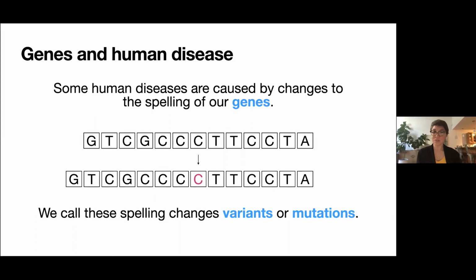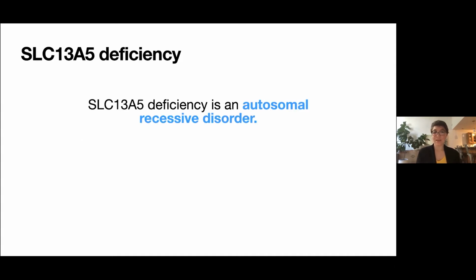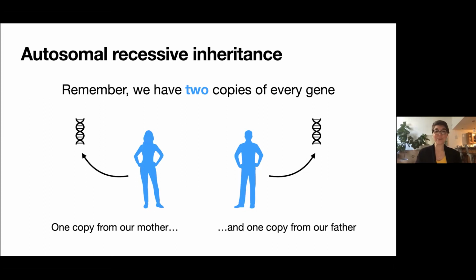And ultimately, all of these changes are impacting the integrity of that genetic instruction and carry the risk of changing its ability to do its job properly. For SLC13A5 deficiency, this is an autosomal recessive condition. So, taking you back to high school biology, remember that we have two copies of every gene. We inherit one copy of the gene from our mother and one copy from our father. So all of us on this phone call have two copies of the SLC13A5 gene.